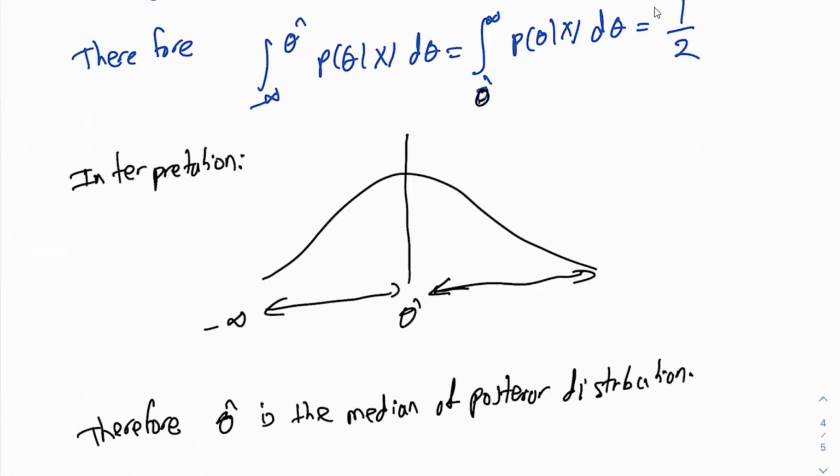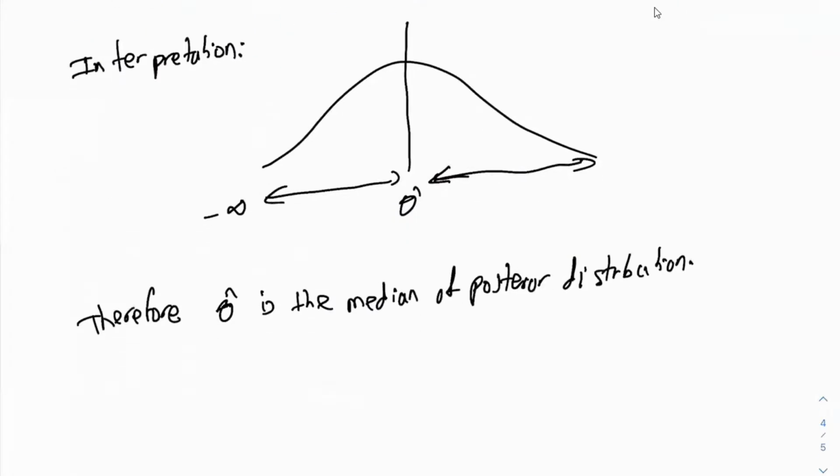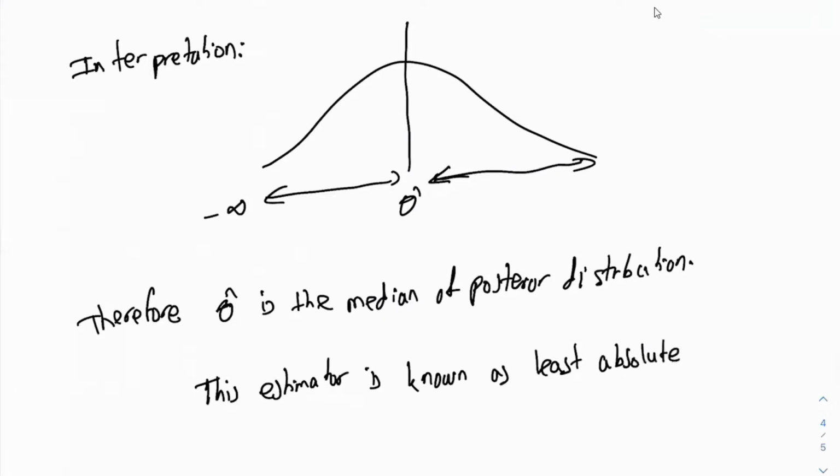Great. Theta hat is the median of the posterior distribution. Given this cost function, which is the absolute error, this estimator is known as the least absolute error estimator, or LAE. If you have heard of LAE, this is what LAE is.